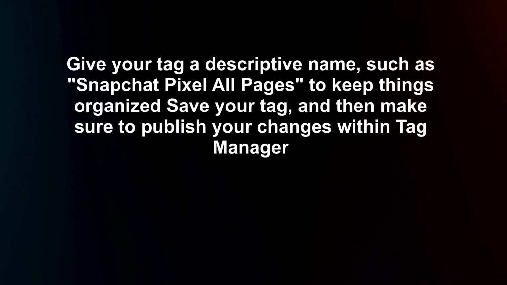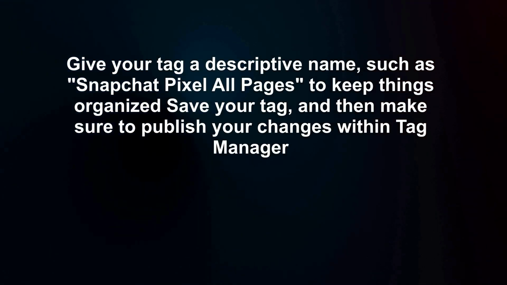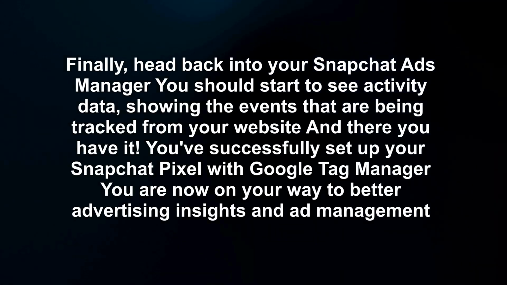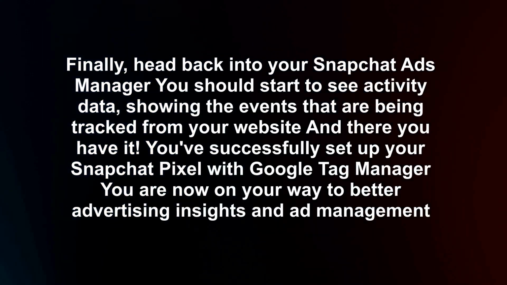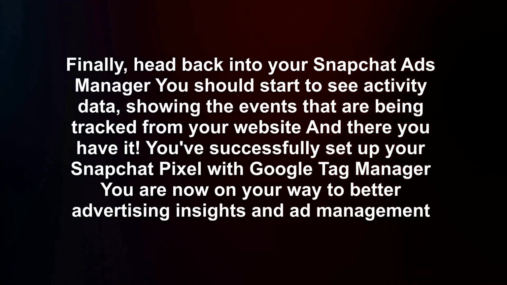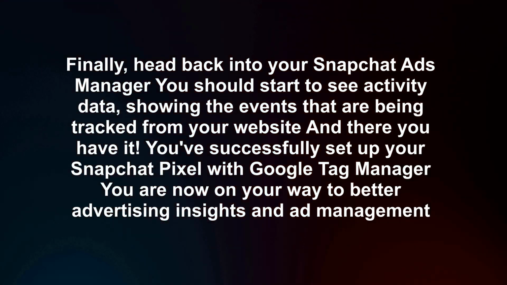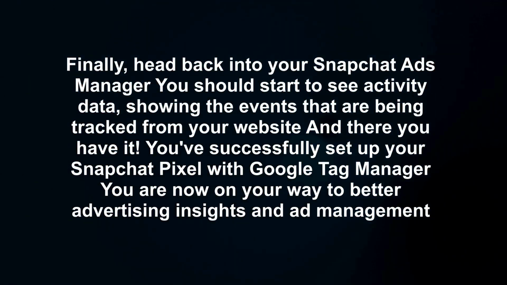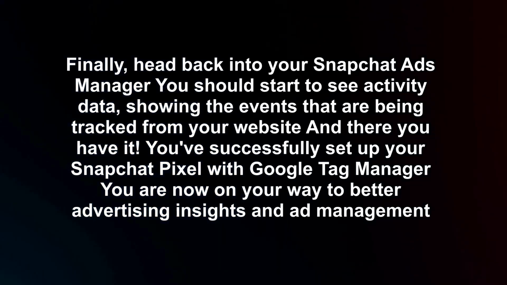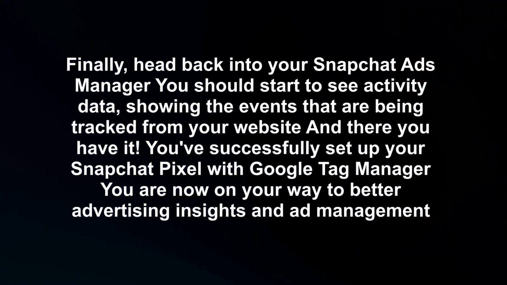Save your tag, and then make sure to publish your changes within Tag Manager. Finally, head back into your Snapchat Ads Manager. You should start to see activity data, showing the events that are being tracked from your website, and there you have it. You've successfully set up your Snapchat Pixel with Google Tag Manager. You are now on your way to better advertising insights and ad management.